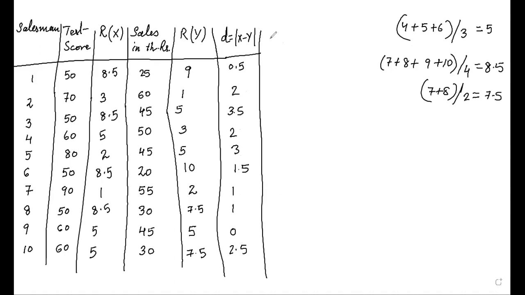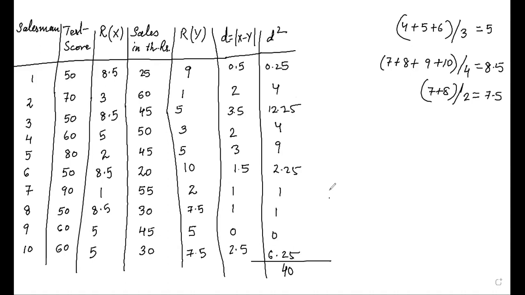Now what is the requirement? That is d square. So let us make d square. D square will be 0.25, 4, 12.25, 4, 9, 2.25, 1, 1, 0, 6.25. And the sum of the d square will be 40. Okay. So in this way, the sum of the d square will be 40.